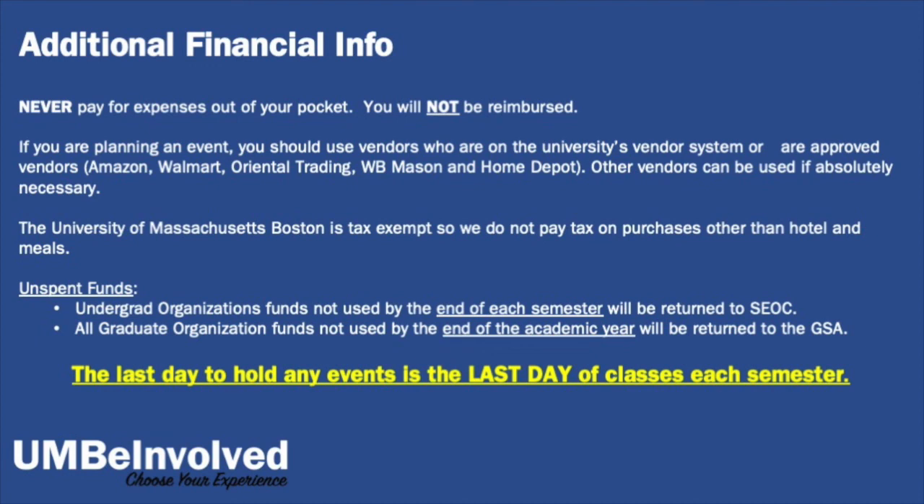If you are planning an event, you should use vendors who are on the university's vendor system or are approved vendors, such as Amazon, Walmart, Oriental Trading, WB Mason, and Home Depot. Other vendors can be used if absolutely necessary. The University of Massachusetts Boston is tax exempt, so we do not pay for tax on purchases other than hotels and meals.